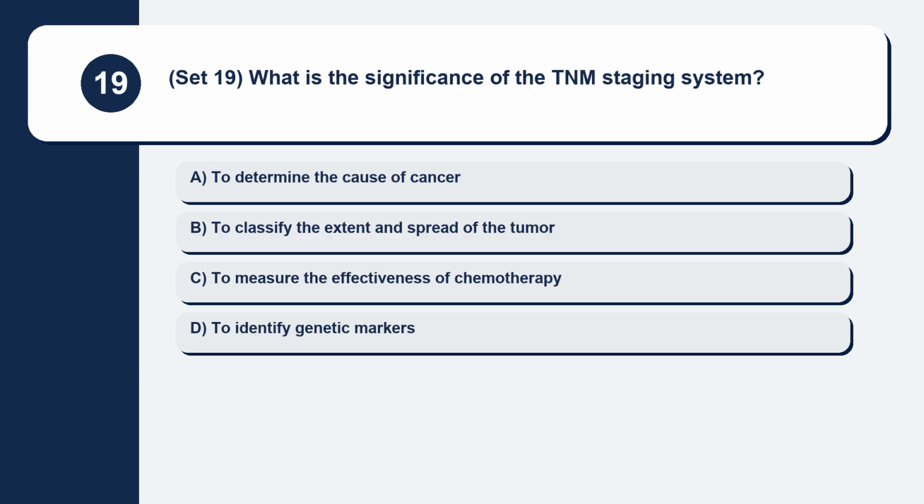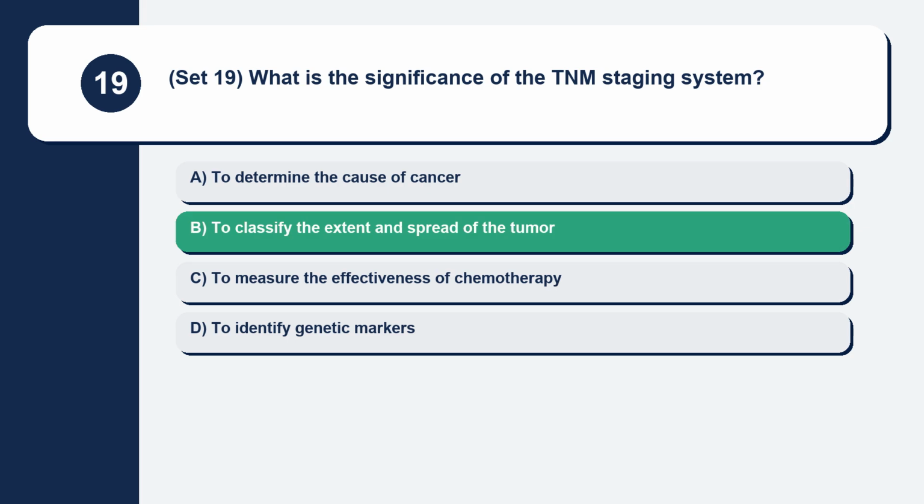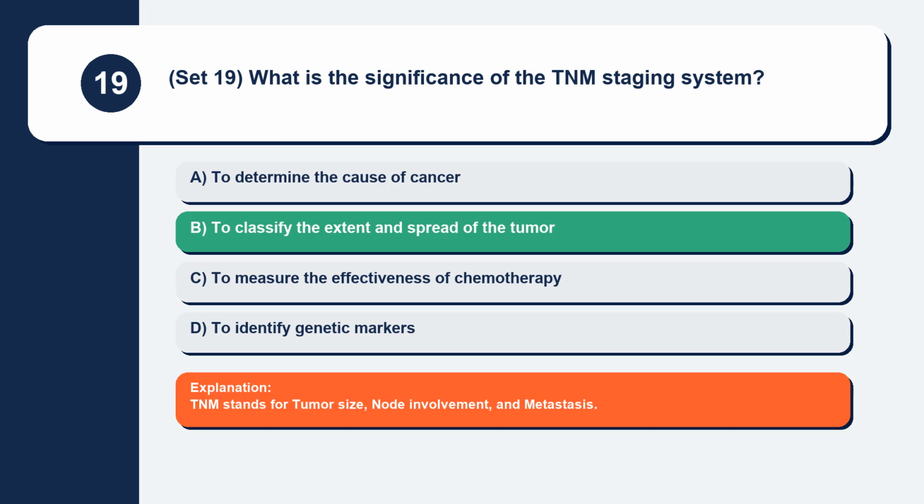Question 19. Set 19. What is the significance of the TNM staging system? To determine the cause of cancer, to classify the extent and spread of the tumor, to measure the effectiveness of chemotherapy, to identify genetic markers. TNM stands for tumor size, node involvement, and metastasis.